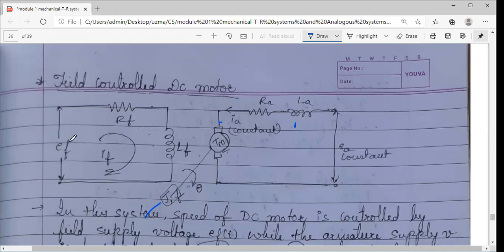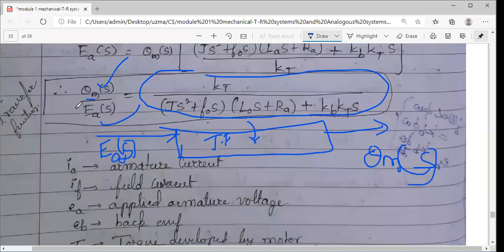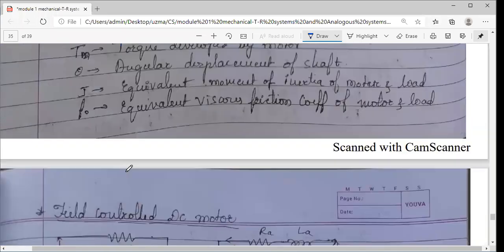Earlier, EA was the input, the applied voltage. But here, EF will be your applied voltage, that is the input. And obviously, the output is always the displacement of the shaft, right? So theta will be your displacement. This time, I have to find the transfer function, that is theta by EF. Earlier, we found theta by EA.